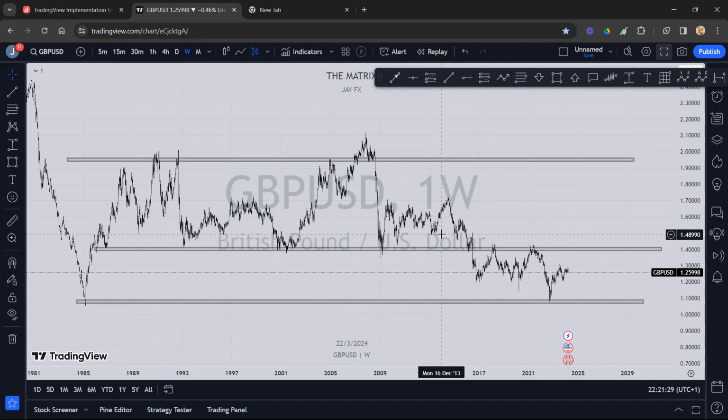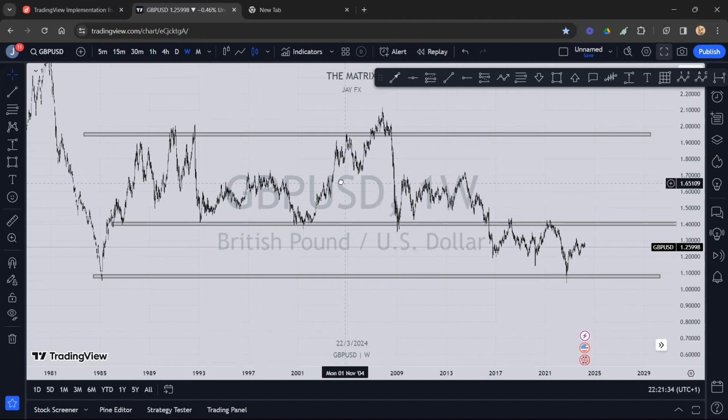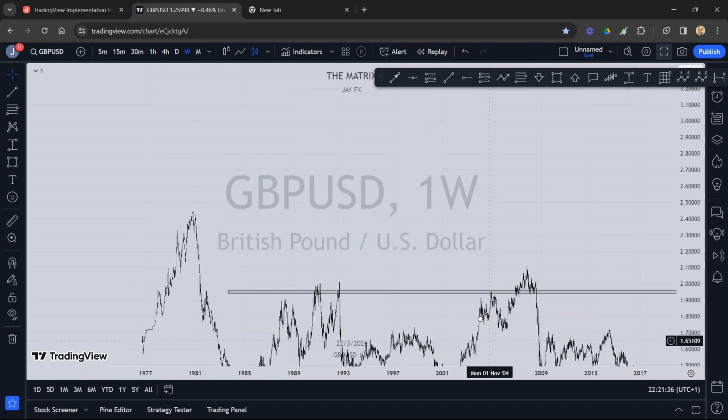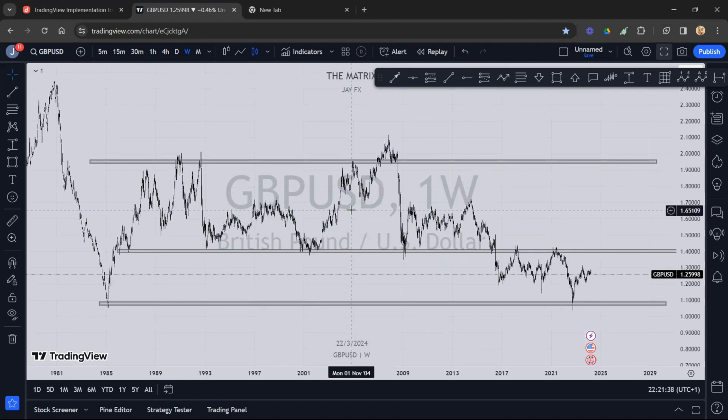All right. So you see how simple it is. We've marked key levels on GBP without stressing ourselves. Very simple. Now, this is the first thing you want to do when you get to your chart. First, mark out your levels.